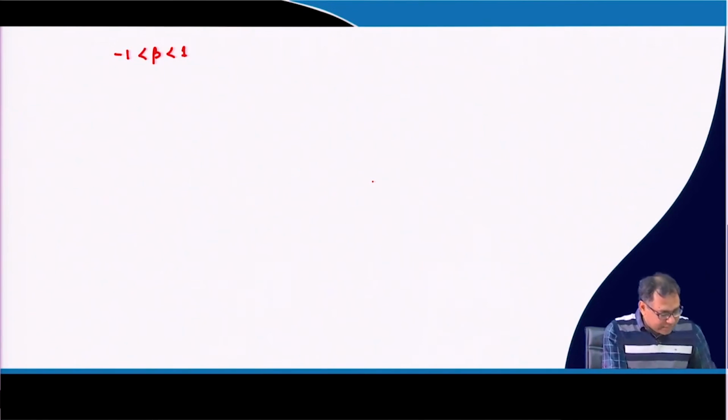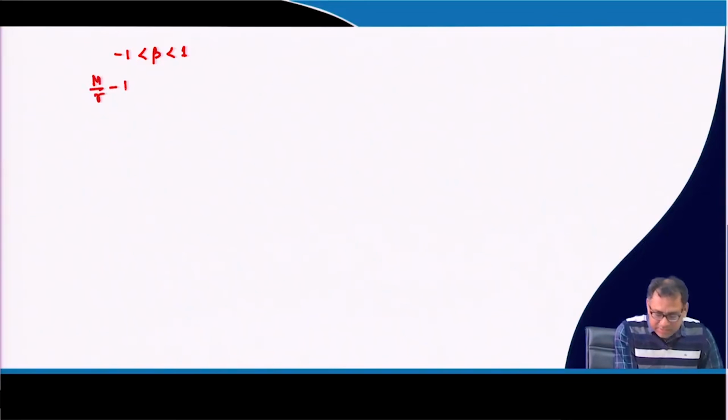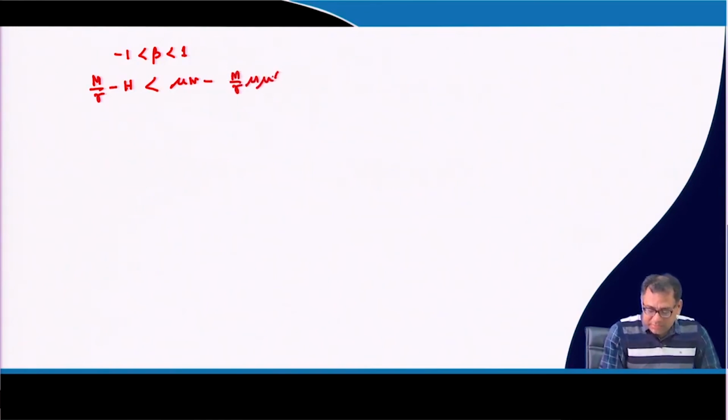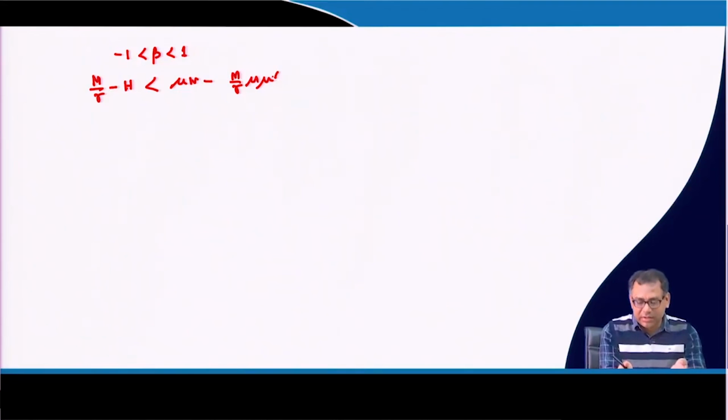So, that means this is the condition and the beta expression is given. So, if I consider that, then I can write that m by r minus h, because the beta value is now given plus 1 to minus 1, should be less than mu w minus m by r mu dash. So, if I consider that beta should be less than 1, then this is the equation. If you consider beta should be greater than minus 1, then also another condition will appear.